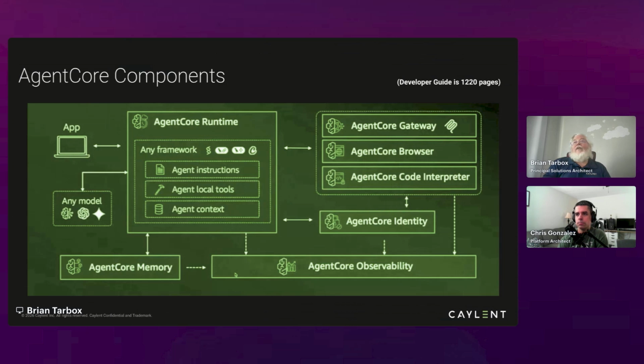So this is another look at the various components of AgentCore, and I'll observe that the developer guide is 1,220 pages. You're looking at two of the very few people who read the whole darn 1,220 pages, and there is a lot there. So we're going to try to help you out by making your journey a little quicker.